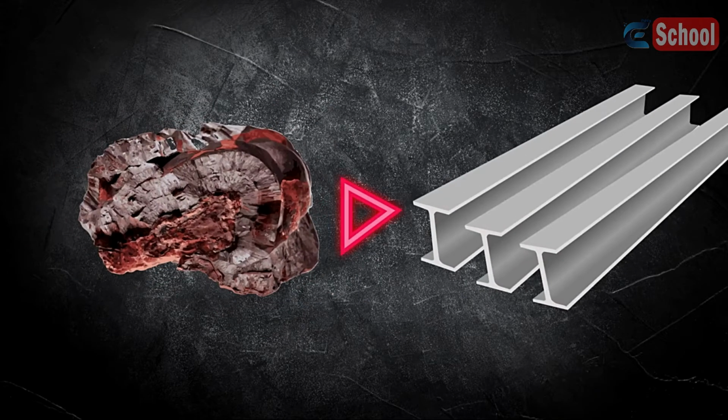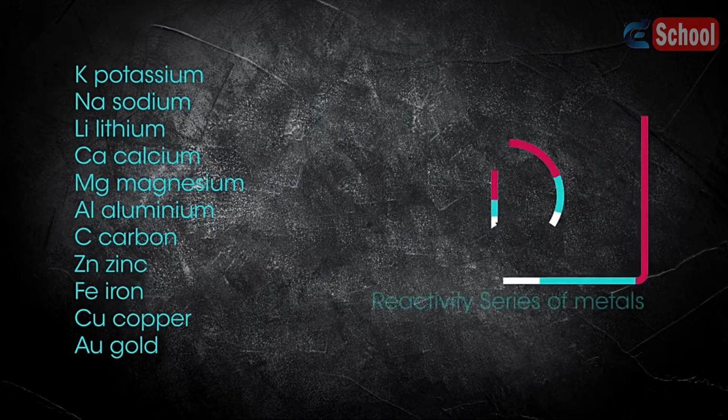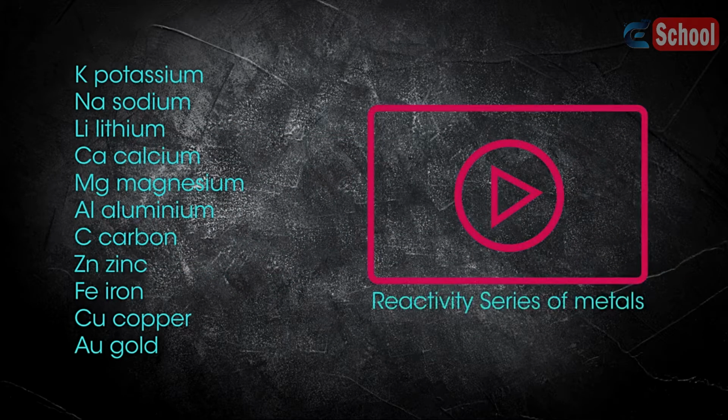In this video, we will look at the chemistry behind the production of iron from iron ore. This is the reactivity series of metals, which was discussed in this video.